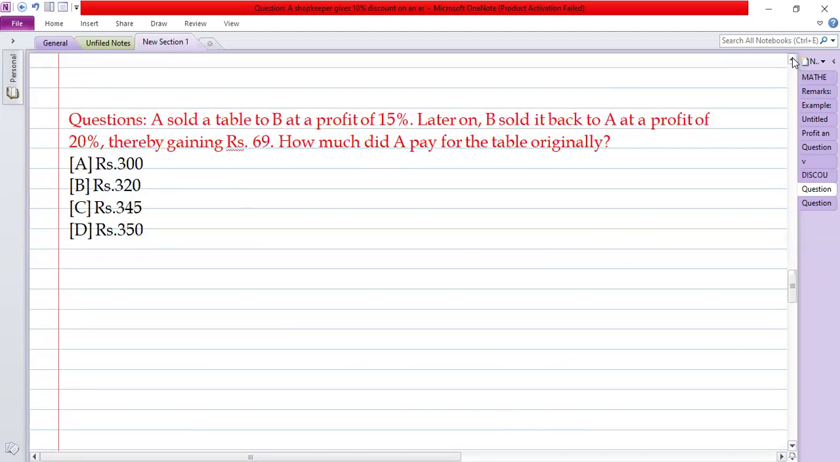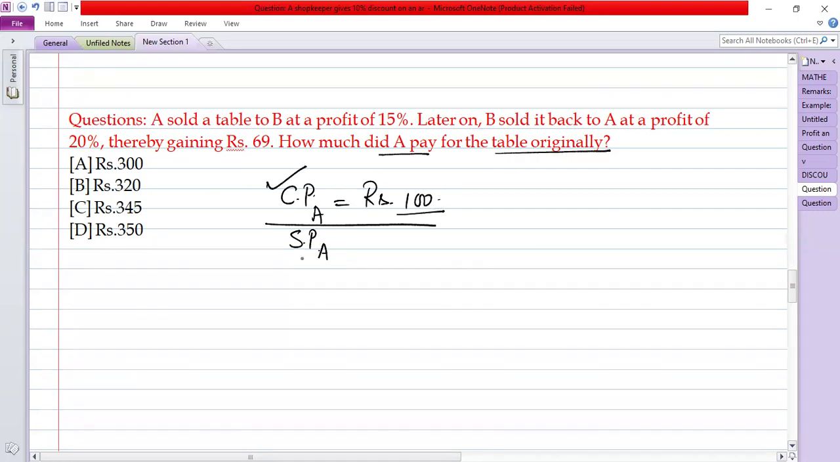Okay. So here we can assume let A purchase this table for rupees 100, means this is the cost price for A. Let it be rupees 100. So this is the first cost price of A, originally. This is rupees 100. And the selling price, obviously, will be nothing but rupees 115, because he sold it at 15% profit.